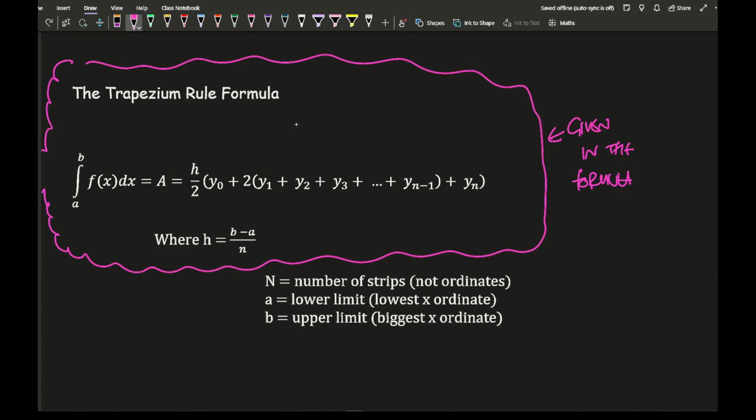So here we've got our formula where h, which is the height of the trapezium, is found by taking the difference of the two limits, and n is the number of strips. So basically how many trapeziums you're going to have. Also, sometimes in some questions, they may give you how many strips they want, and sometimes they may tell you how many ordinates they want. So the number of strips equals the number of ordinates minus 1.